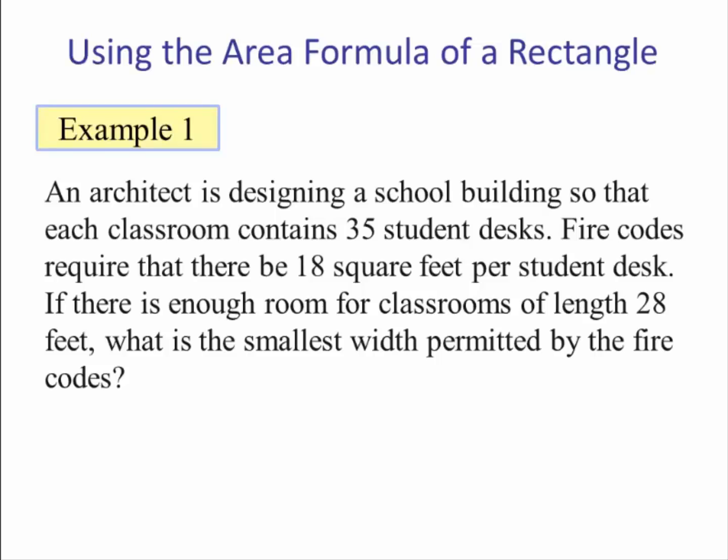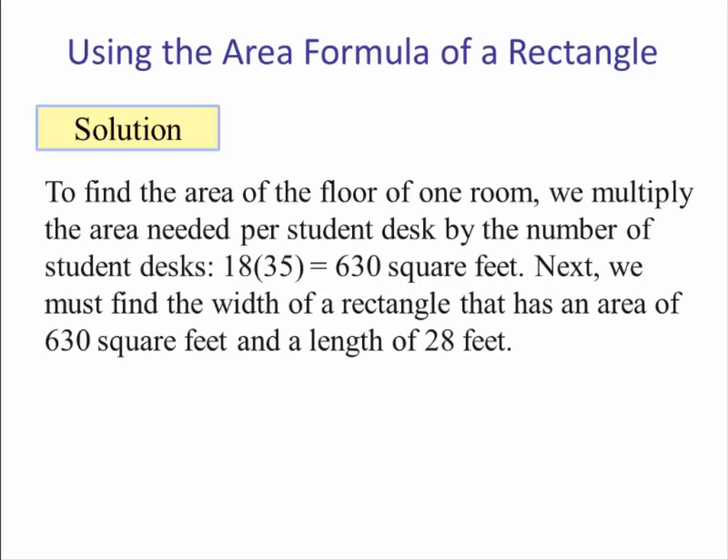For this solution, to find the area of the floor of one room, we multiply the area needed per student desk by the number of student desks. Code says it has to be 18 square feet. We have 35 desks, so 18 times 35 is 630 square feet. Now we need to find the width of the rectangle with an area of 630 square feet and a length of 28.